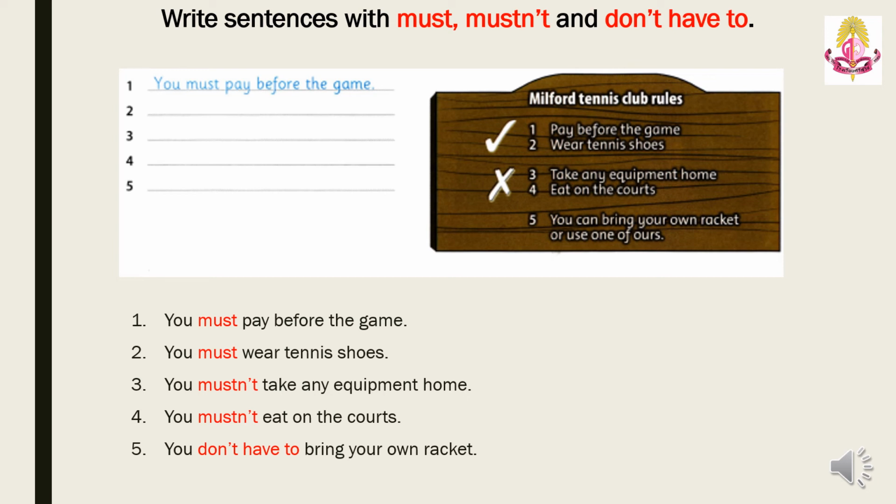Number 2, you must wear tennis shoes. Number 3, you mustn't take any equipment home. Number 4, you mustn't eat on the courts. And number 5, you don't have to bring your own racket.